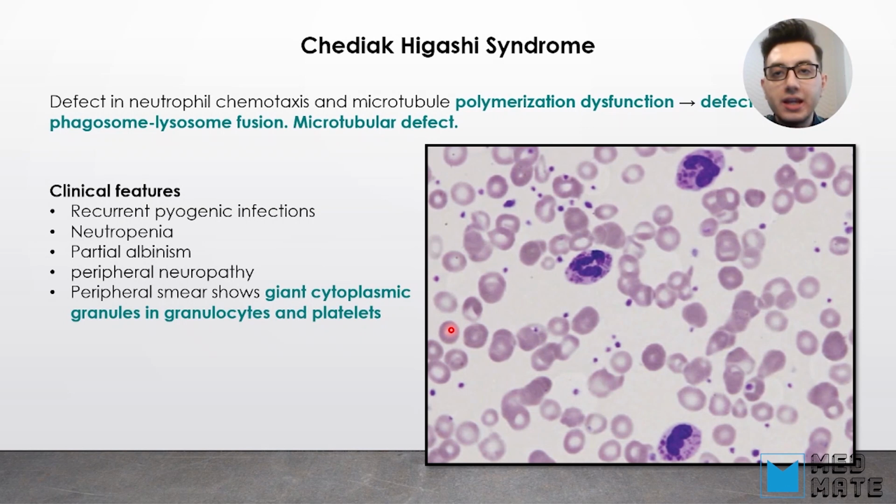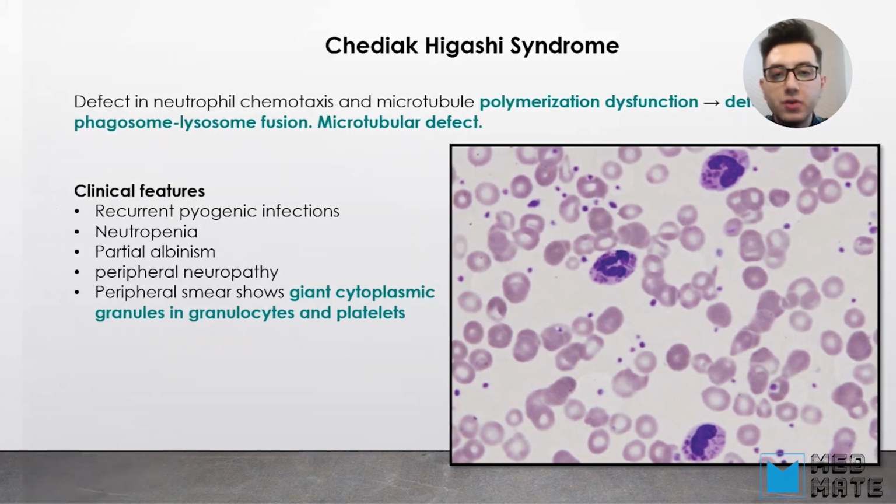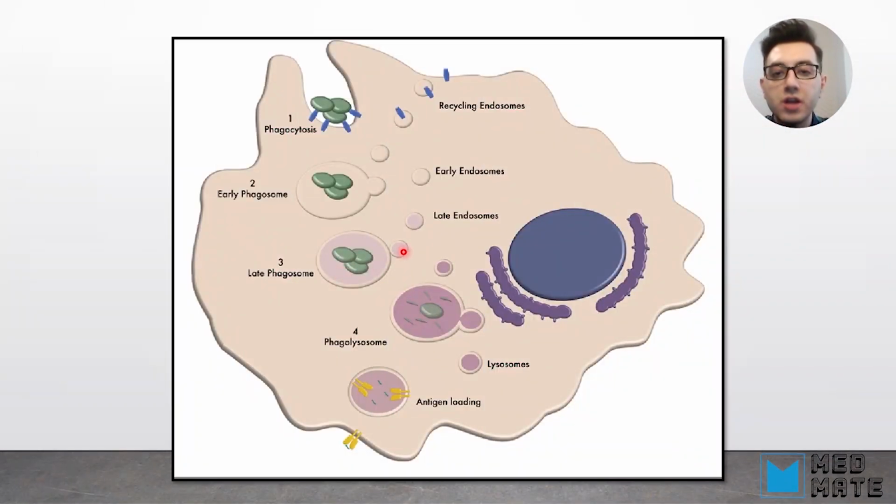A syndrome that is correlated with that is Chediak-Higashi syndrome, and that's when there is a defect in neutrophil chemotaxis and microtubule polymerization dysfunction, and that causes a defect of phagosome-lysosome fusion, and that's because of the microtubule defect. So in the previous slide, I told you how important the formation of the phagolysosome is, but the defect here is when there is a microtubule defect, that defect causes the absence of trafficking of these lysosomes and formation of the phagolysosome in the cell.